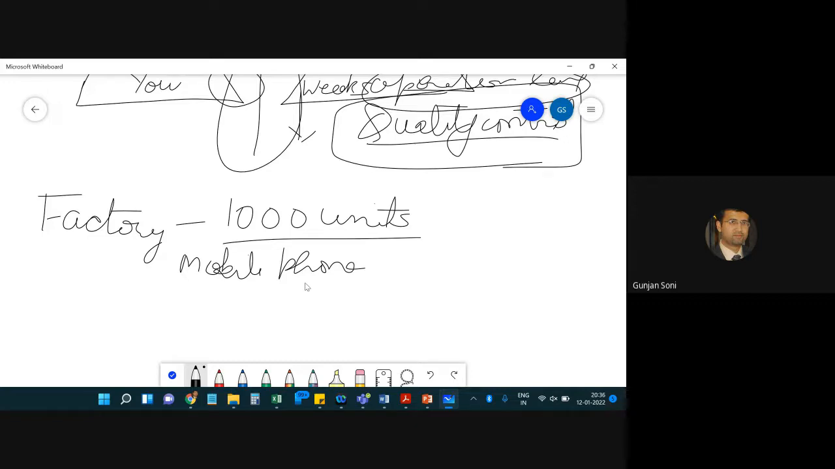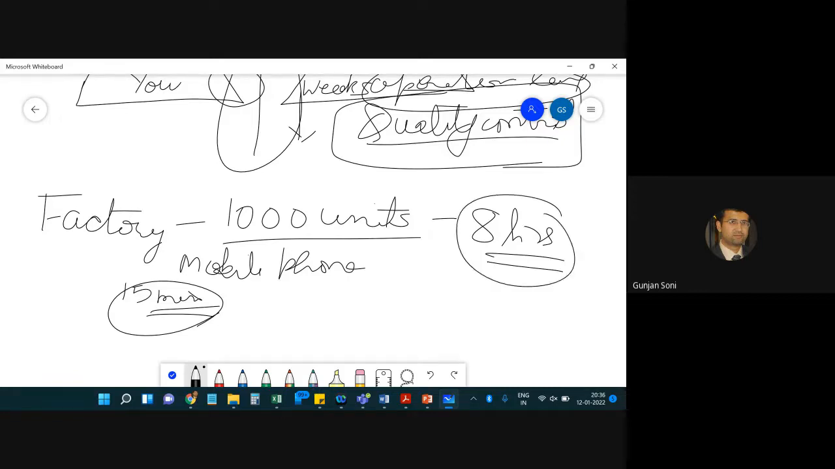Now the thing is, to what extent do we go for quality checking? If you're making 10,000 units in a day and it takes 15 minutes to inspect a mobile phone, how much time is it going to take? Let's say you have to complete this task in 8 hours. How many people do you need to do this? It takes 15 minutes to check one mobile phone and you have to complete this task in 8 hours. How many people do you need? Who's going to answer this?